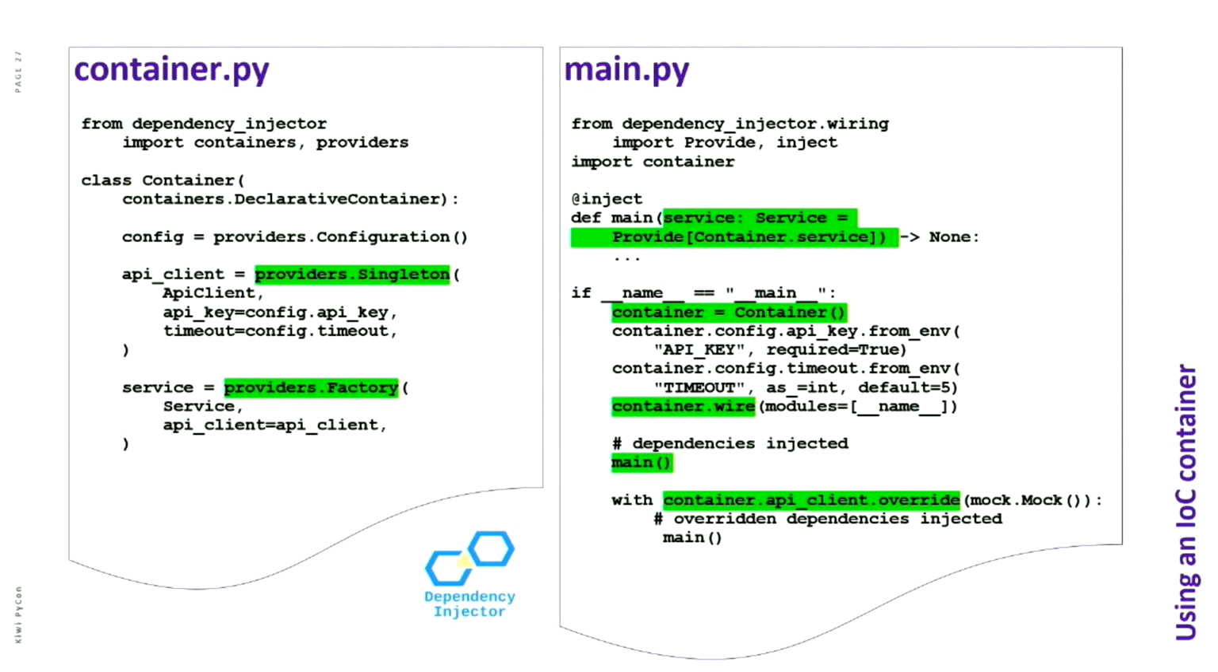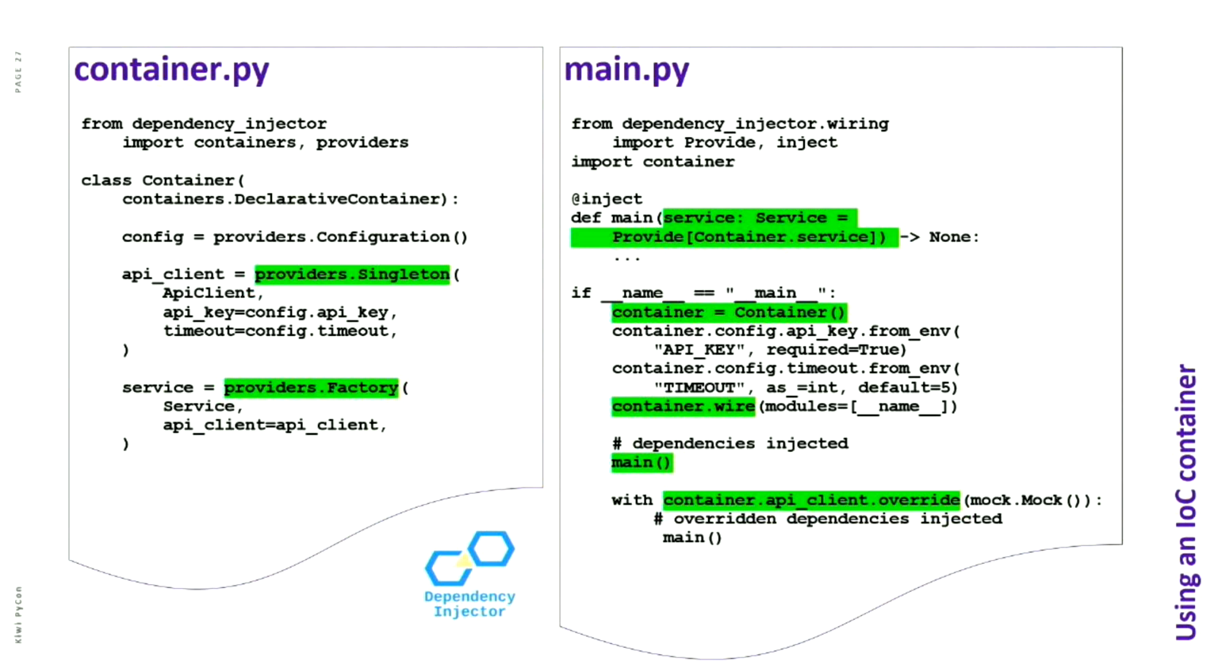We define an API client, which is our external dependency, as a singleton, so we're only going to have one instance of it across the whole code base. And then we've got a factory provider, which gives us a service class instance. So the idea is you call a factory provider, you get a new instance of the service class, but your API client is the same across the code base.